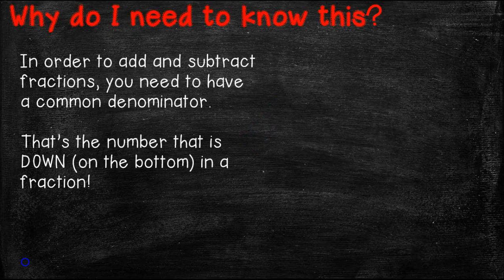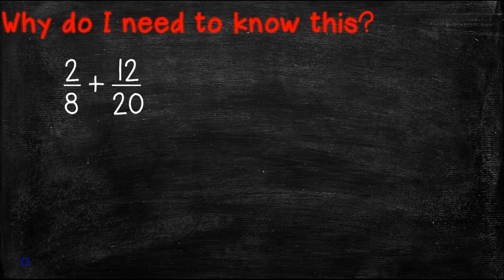So why do you need to know this anyway? Well, in order to add and subtract fractions, you need to have a common denominator. That's the number that is down or on the bottom of a fraction. Remember, denominator, down. They both start with D. So here in our fraction 1/2, what is the denominator? It's the 2. 2 is the denominator. So what is the 1? It's the numerator. Good job.